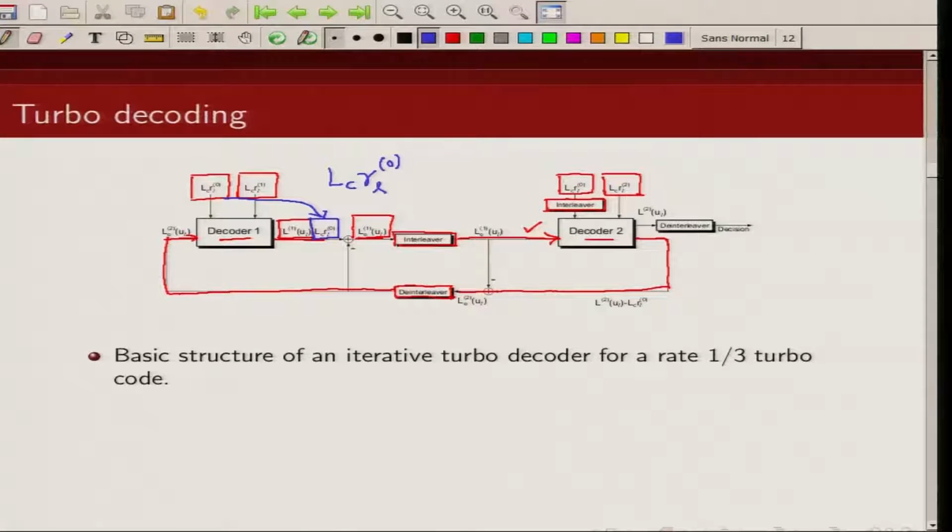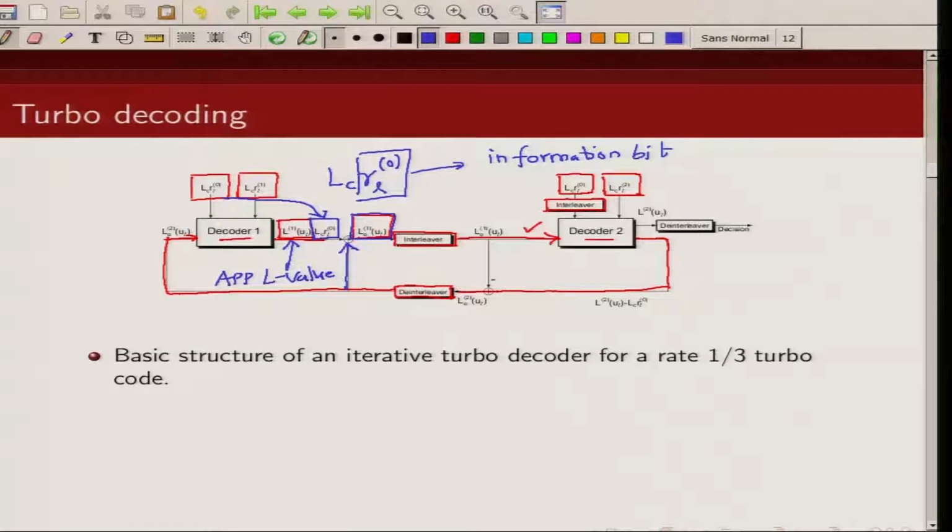This term is the received value corresponding to the information bit, and this is the term corresponding to the APPL value. So, what I am doing is subtracting from the APPL value the contribution of this received bit. I am also subtracting the contribution of this a priori information. What I get is my extrinsic information.